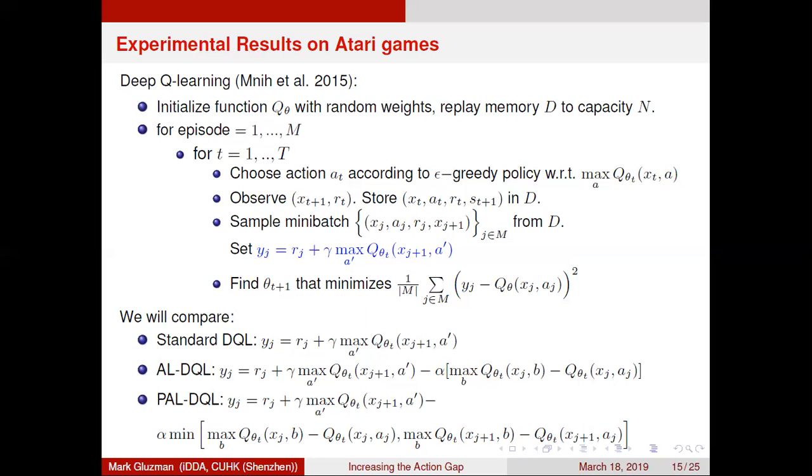In the second one we changed the blue one. So this is basically the advantage learning operator. This is the Bellman operator, and this is minus alpha that we fixed. And this is what I called the value function. I mean, that is not a value function.